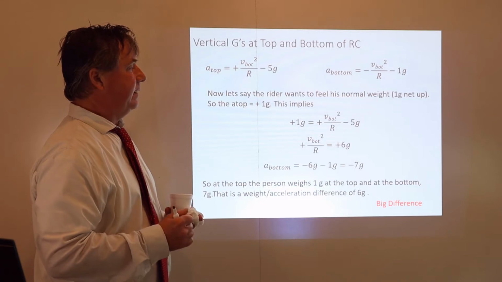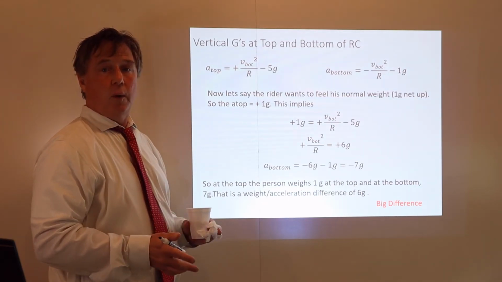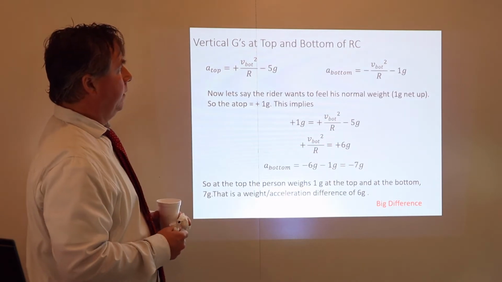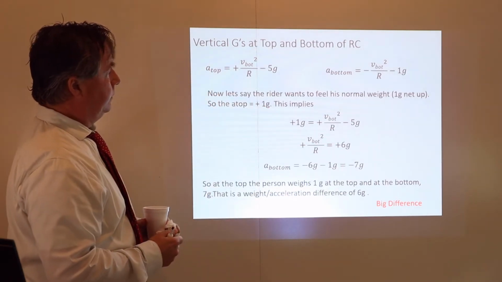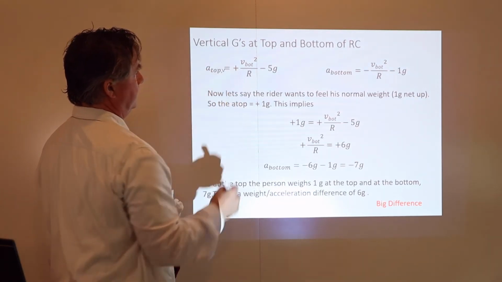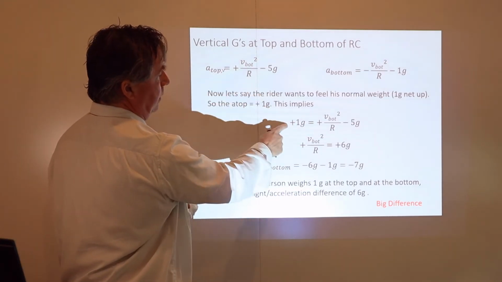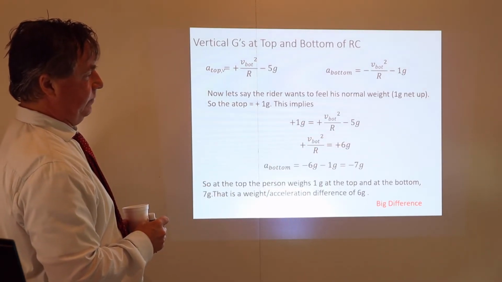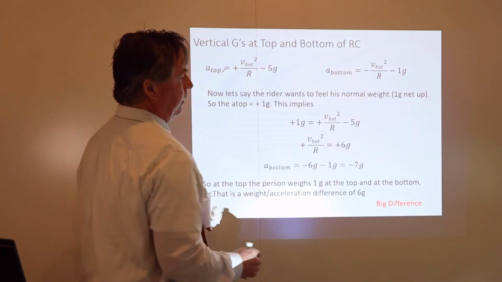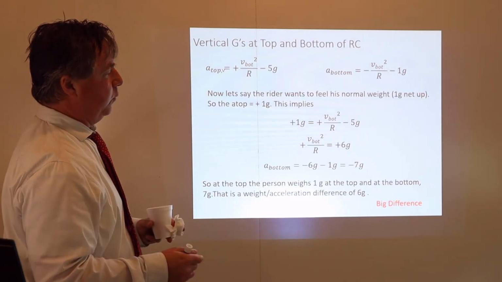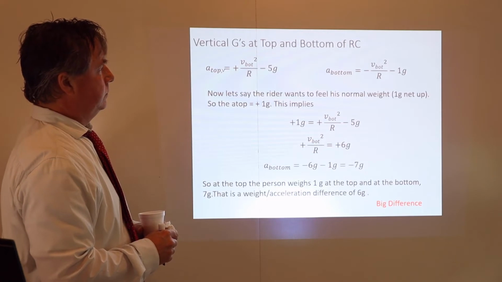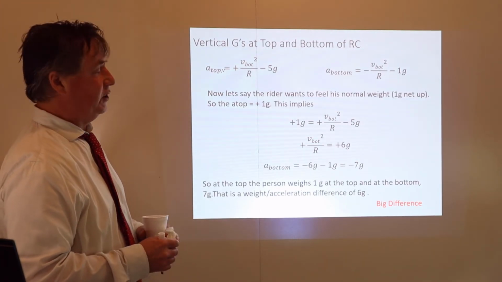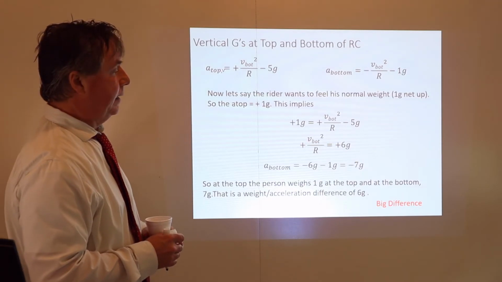Let's try another example. Let's say at the top, the rider wants to feel her normal weight. So at the top, the rider's sitting on a scale and she wants to weigh her normal weight. So I'm going to plug 1g in for acceleration at the top, vertical. Okay? And I'm going to solve for v bottom squared over r, as I did before. That means centrifugal at the bottom is going to be 6g's. I'm going to plug that into this equation. Of course, the passenger's going to feel her normal weight at 1g, so she's going to feel 7g's at the bottom. So at the top of the loop, she feels her normal weight. At the bottom of the loop, she feels 7 times her normal weight, a difference of 6g's. Again, this ties to the claim I made at the beginning.